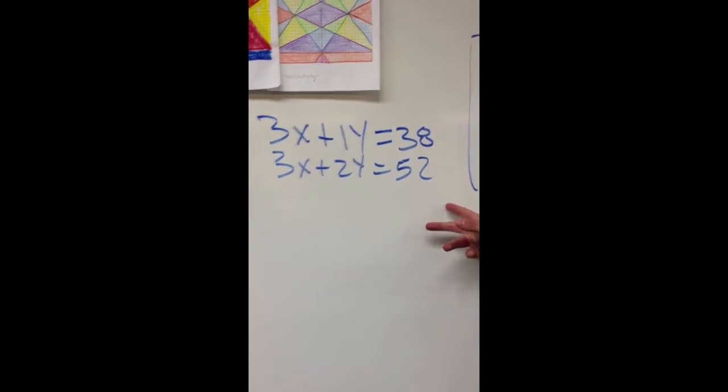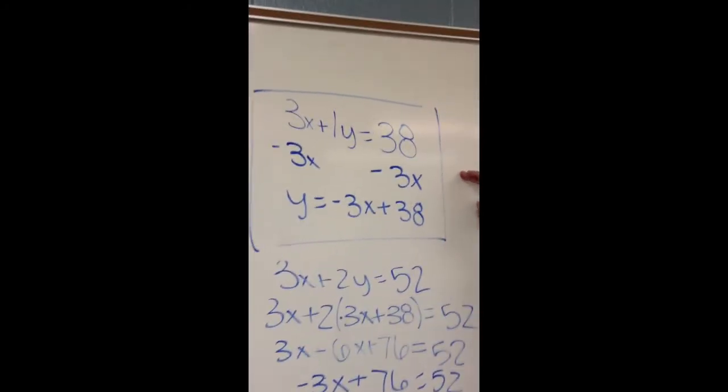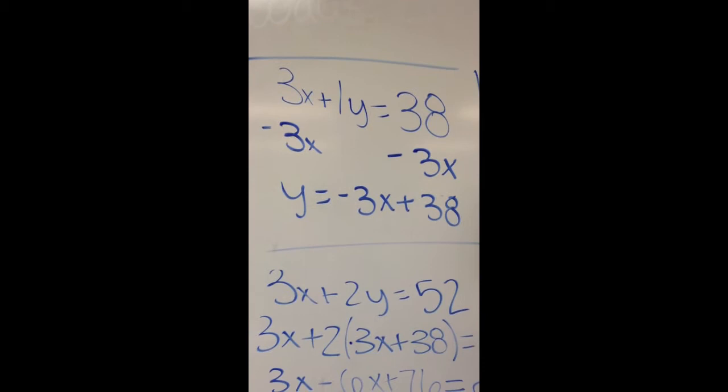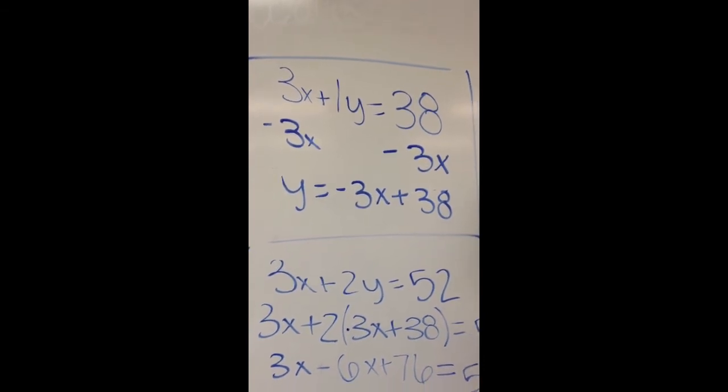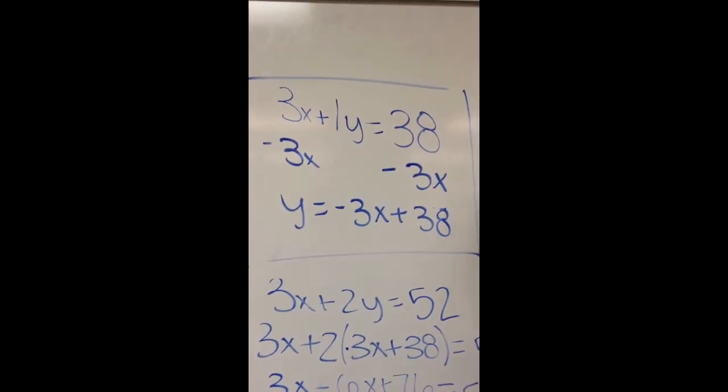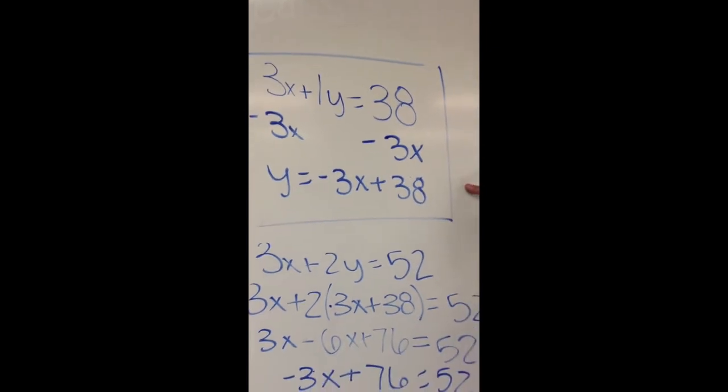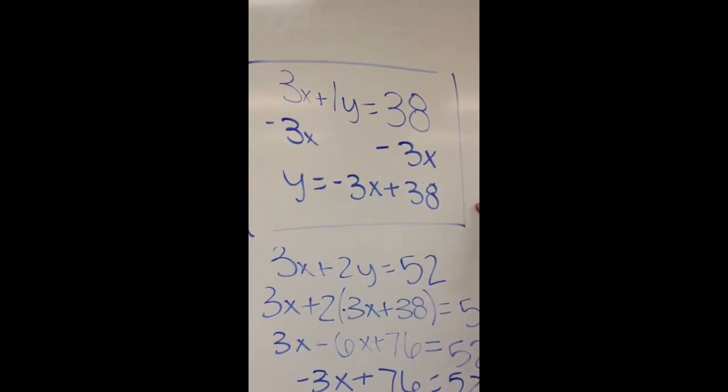Now we're going to take one of these equations and try to get one of the variables alone. We decided to do 3x plus 1y equals 38, and we decided to get y alone, so we subtracted 3x from both sides.